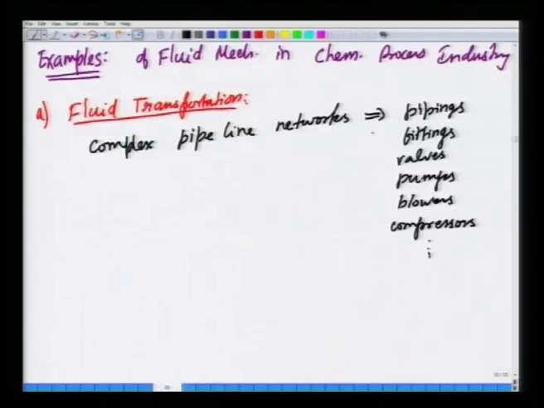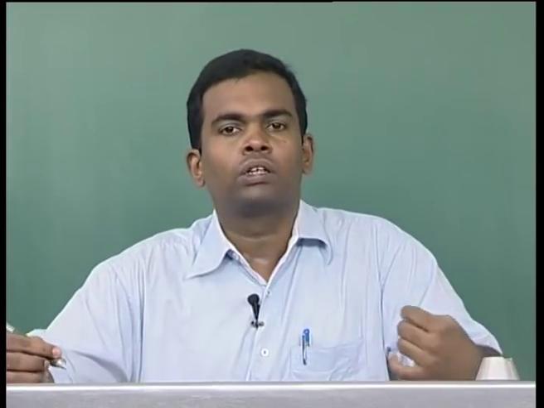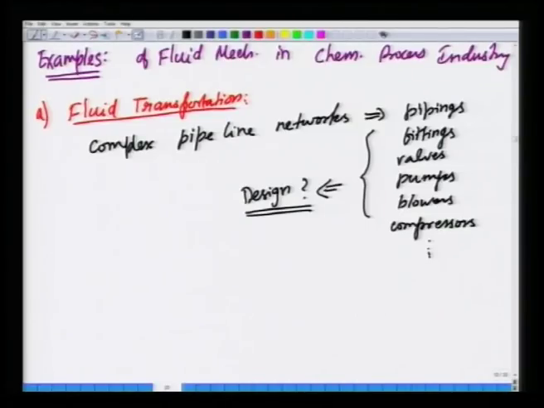So, how does one design all this? Because in order to design a chemical plant, you have to design all these things. You need a particular flow rate of the reactant or the product in a pipe. So, how does one design all this so that the processes that we want, like reactions as well as separations, take place efficiently and effectively? So, fluid transportation is a major issue in chemical process industries.